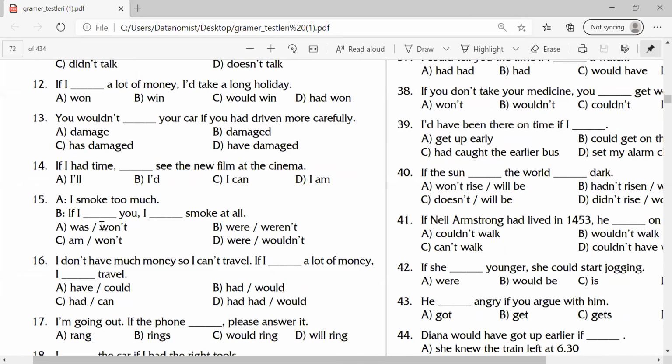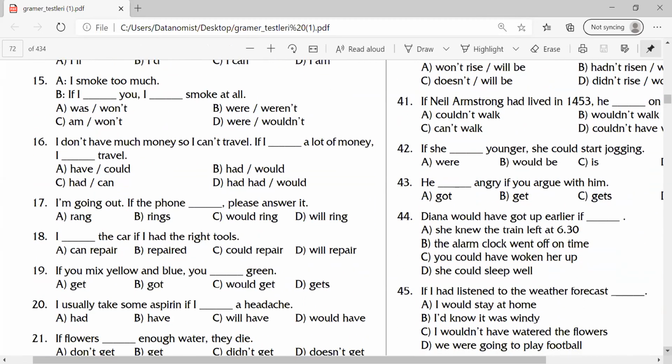Okay. A said, I smoke too much. Sometimes, guys, this is another formation, like phrases or kind of sentences. If I dash you, I dash smoke at all. Okay. If I were you, I wouldn't smoke at all. So where is that combination?